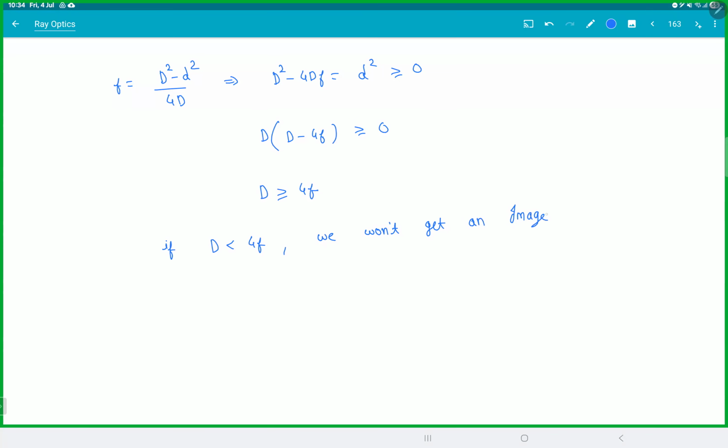This is one of the precautions you have to take in this experiment. What is the minimum distance between the object and the screen? 4f. If you get only one image, that means you kept it at 2f. So this also gives you a result. The minimum distance between real object and real image is 4f.